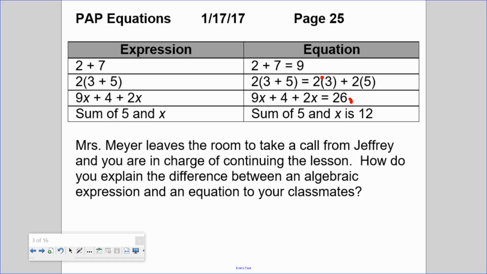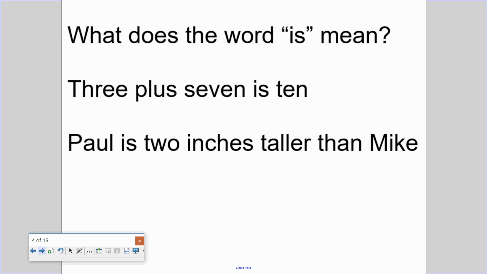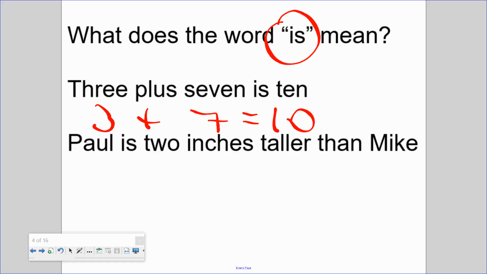Well, from here I see an equal sign. Here, no equal sign. The equation is telling me what something is, like I'm solving it. Here I'm not solving it. So that's my difference. In the previous one, we saw the word "is." What does the word "is" mean? For example, 3 plus 7 is 10. "Is" means equivalence, and shows me what it is equal to.